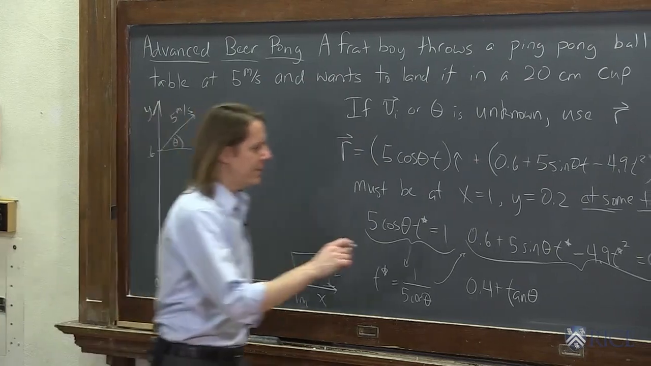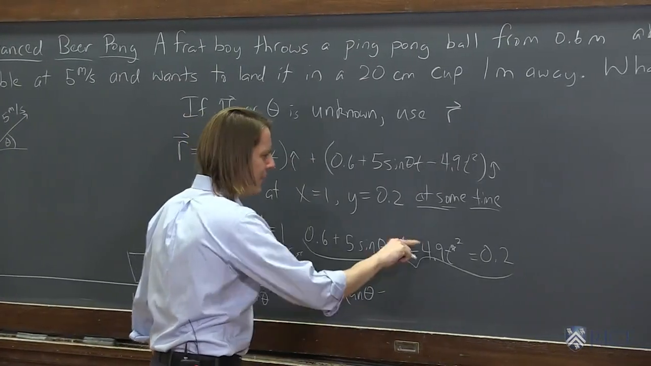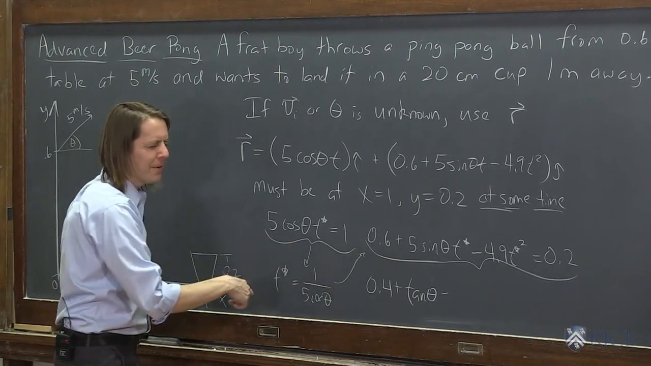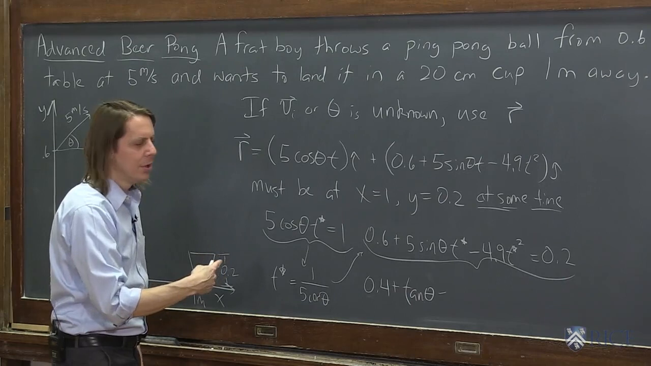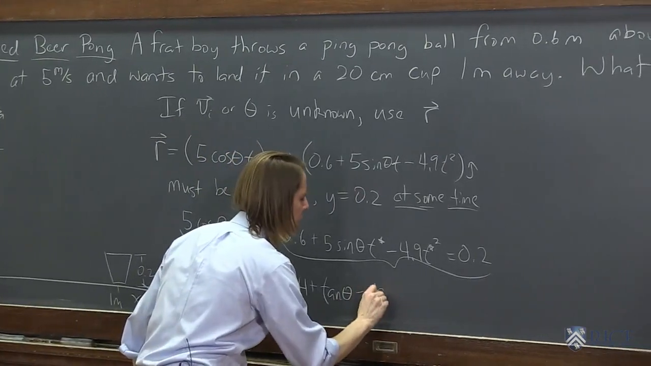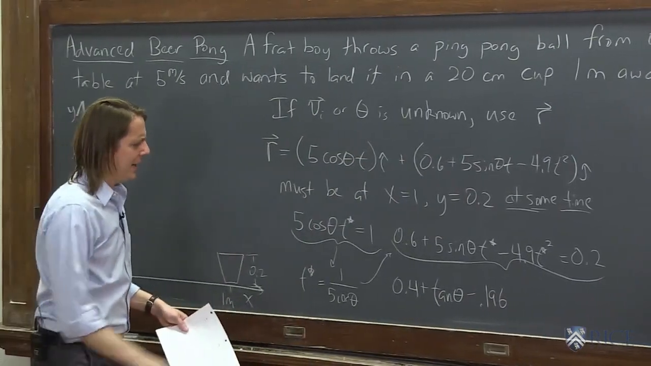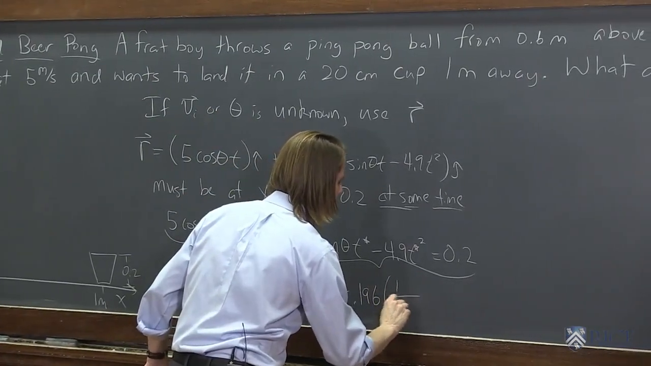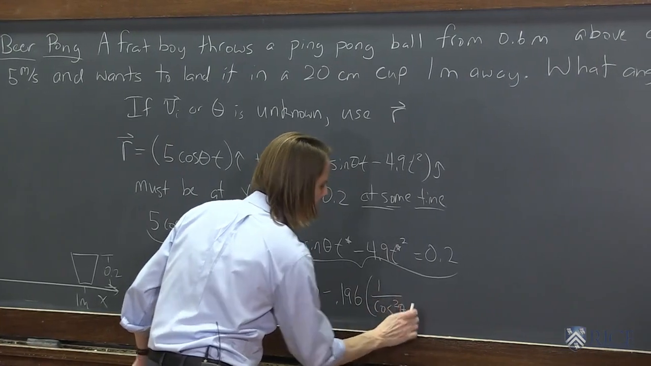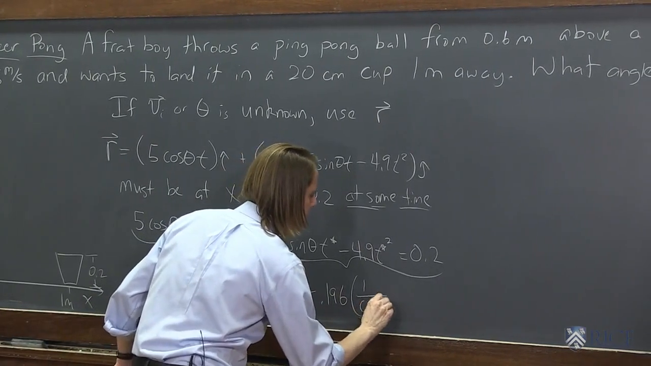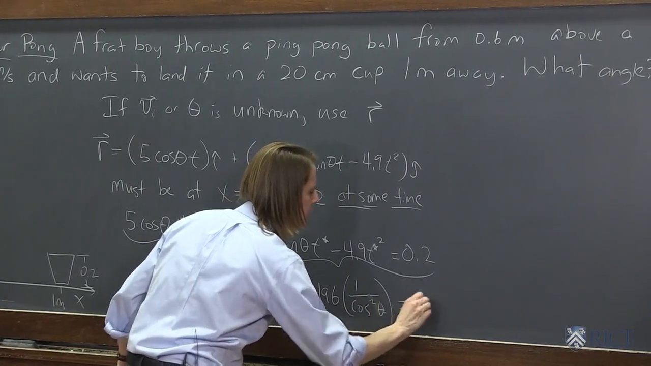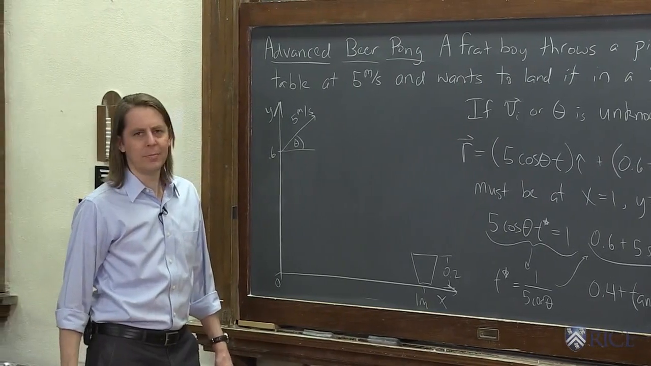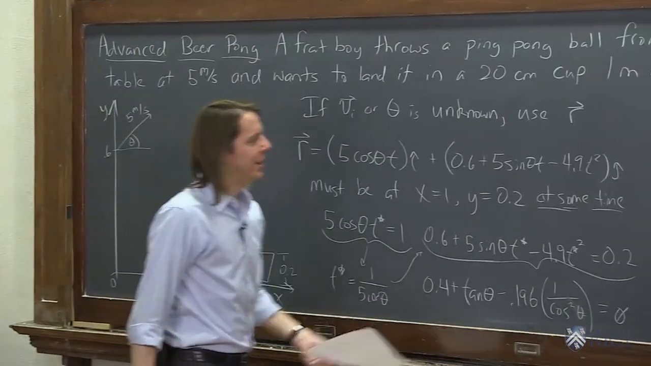Promising. And then you say minus, now we got 4.9 over 25 cosine squared theta. 4.9 over 25, that's about 5 over 25, that's about 0.2. So this one is minus 0.196, close to 0.2. And then we just have this 1 over cosine squared theta in the bottom, times 1 over cosine squared theta. Sorry. Too much beer pong. There we go. Equals 0. All right. And that looks pretty hopeless. We got to solve this for theta. We got rid of the t star. Got to solve that for theta.